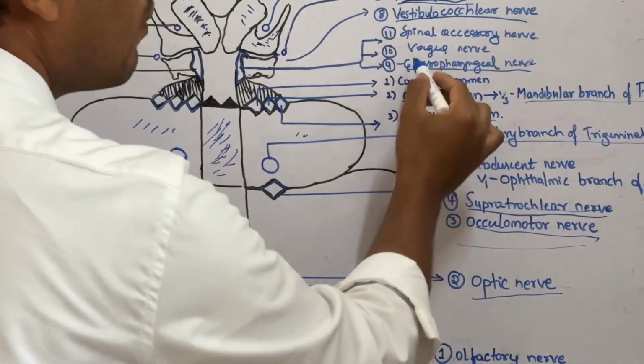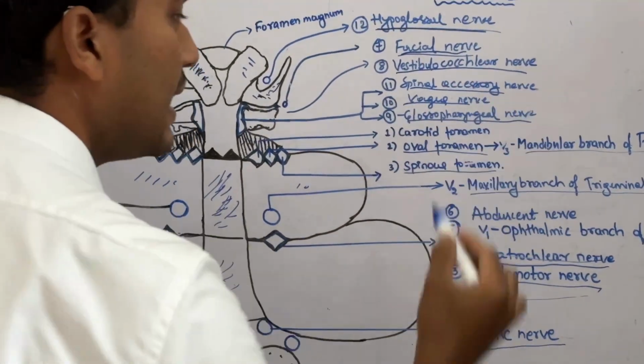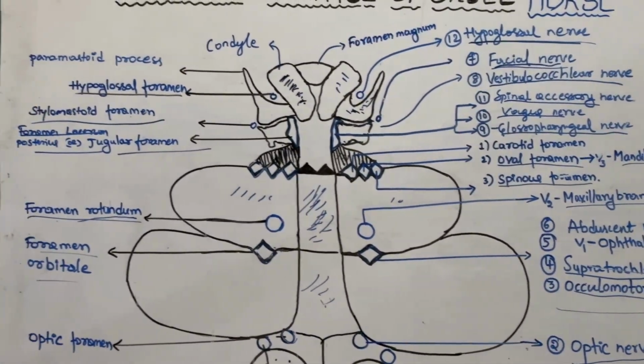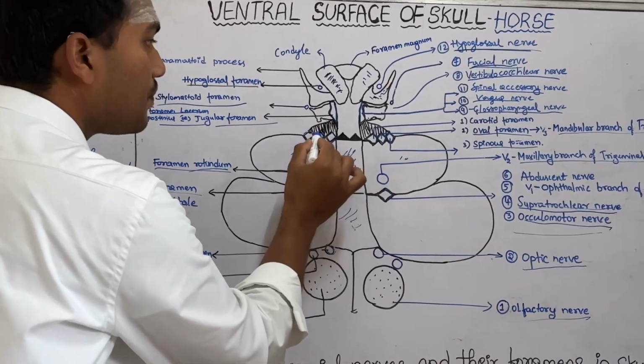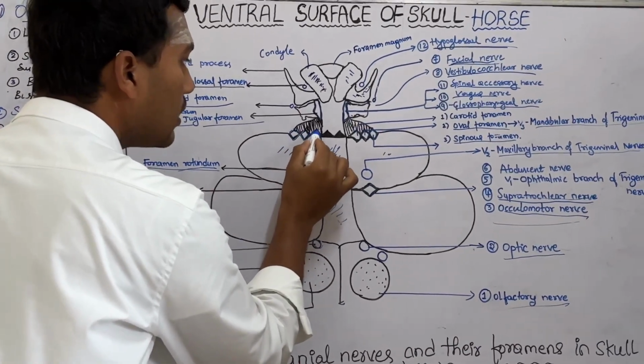The posterior part is also called the foramen lacerum posterius or jugular foramen, through which the glossopharyngeal, vagus and spinal accessory nerves emerge. Here the major difference is in the anterior part. This is the anterior part.